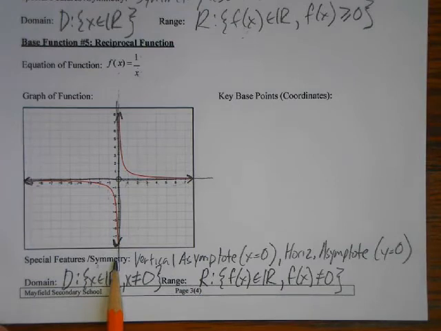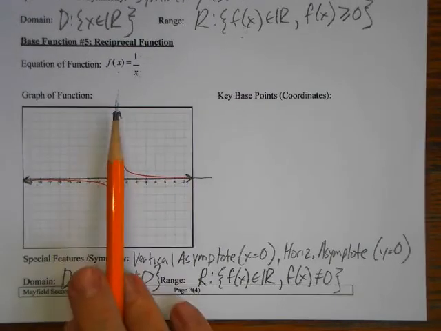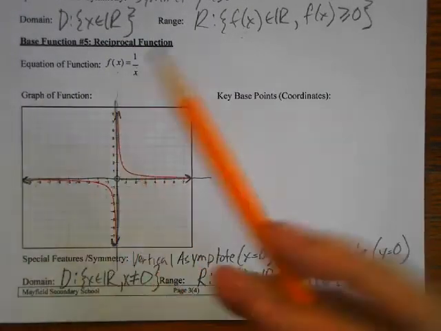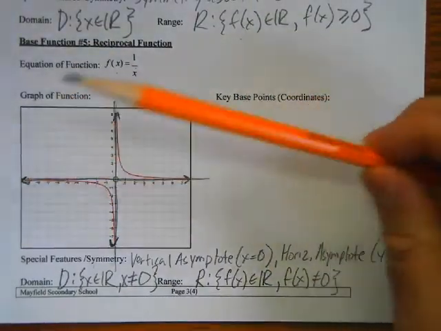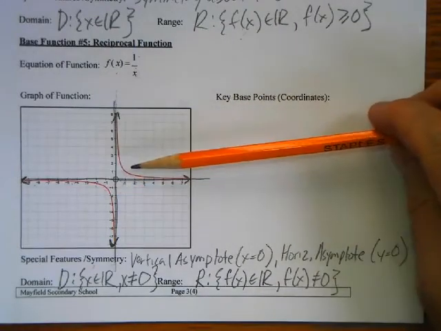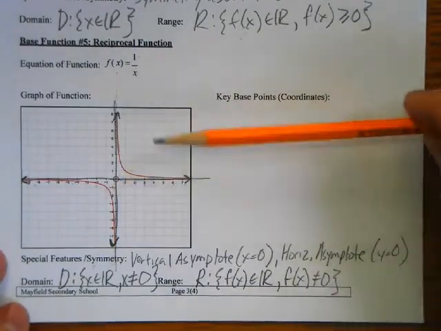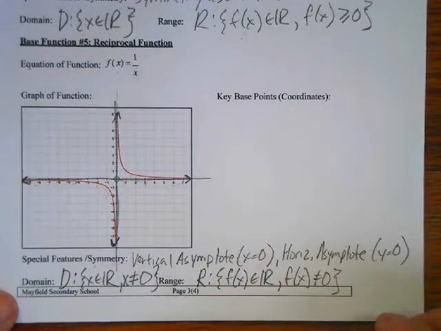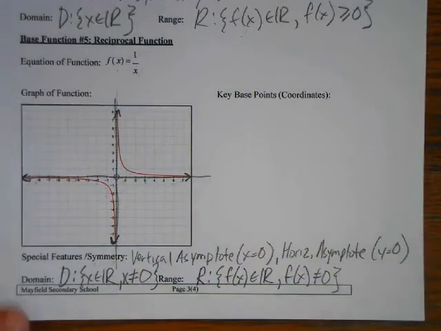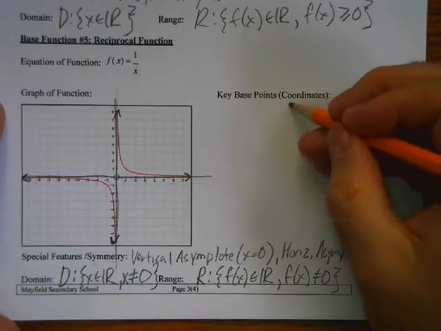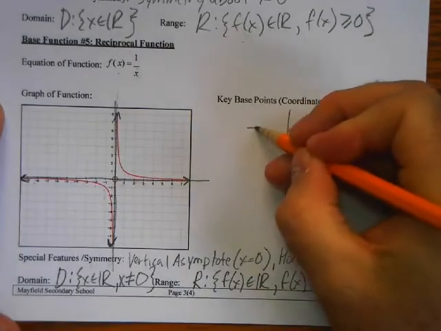Now this does have symmetry, but it's not the same type of symmetry that we've seen with the other functions, where it's a mirror to the left and right or to the top and bottom. We're going to learn about this type of symmetry in grade 12, but for now, we'll just say that it doesn't have symmetry, but it sort of does, but not the type that we're used to. Okay, now in terms of base points, this is where this function gets interesting.